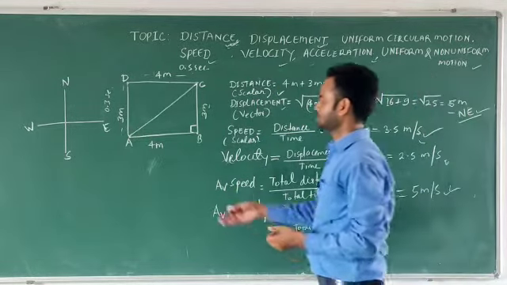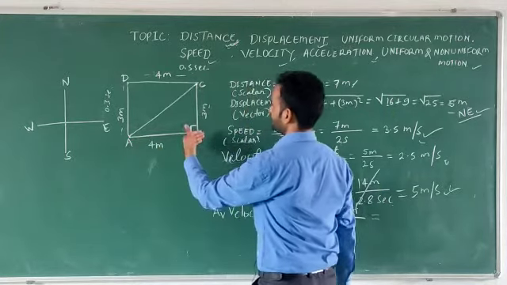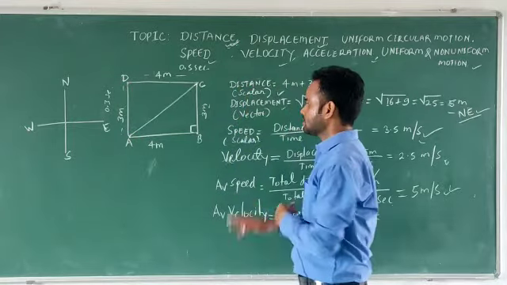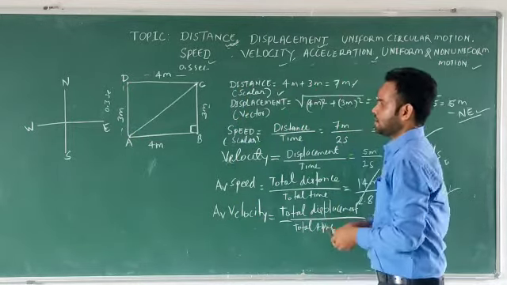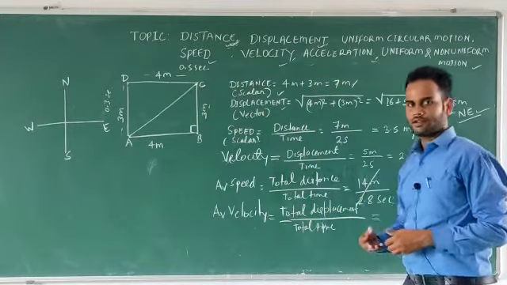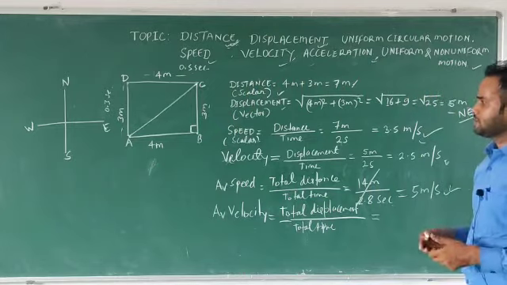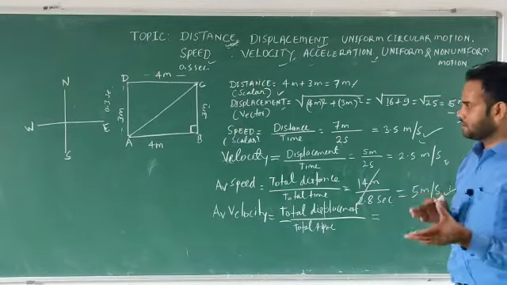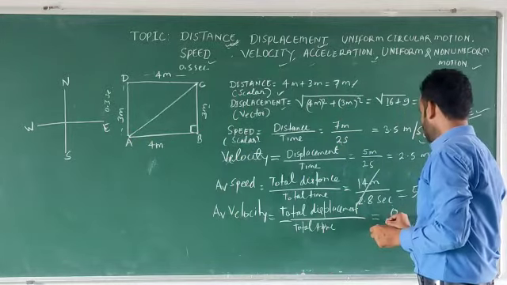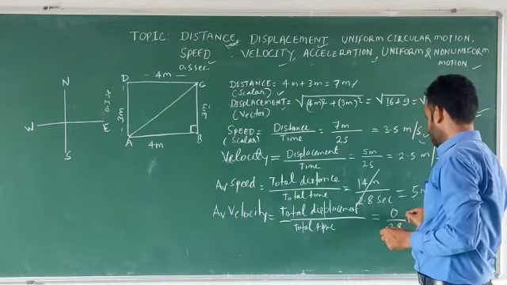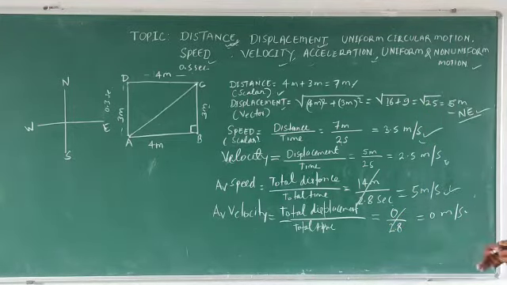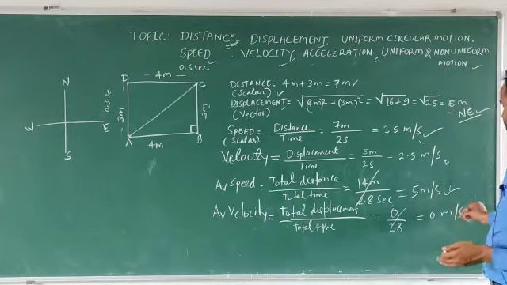But now in this case, the object or somebody is traveling from A to B, then B to C, and then C to D, and then back to A, so the object or the person is reaching its earlier position. So the change between its final position and its initial position would be 0, from A to A. So 0 divided by total time, that is 2.8 seconds, it would be 0 meter per second. So we can say that distance cannot be 0, but displacement can be 0.